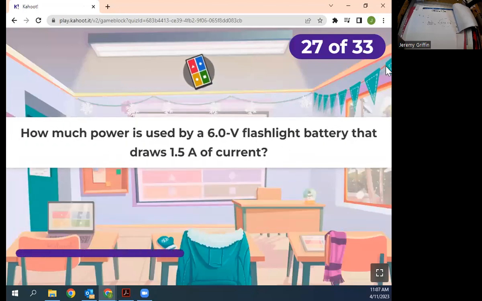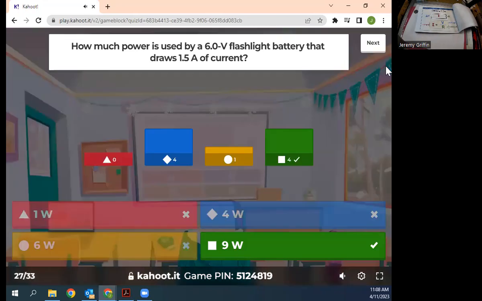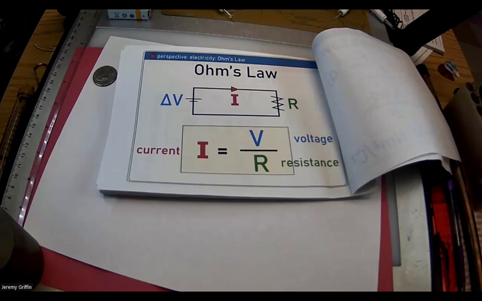How much power is used by a 6-volt flashlight battery that draws 1.5 amps of current? All right, you guys might need more time for these, but sorry about that. Yeah, 9 watts. Some of you guys got that. 9 watts. Let me flip back over here.